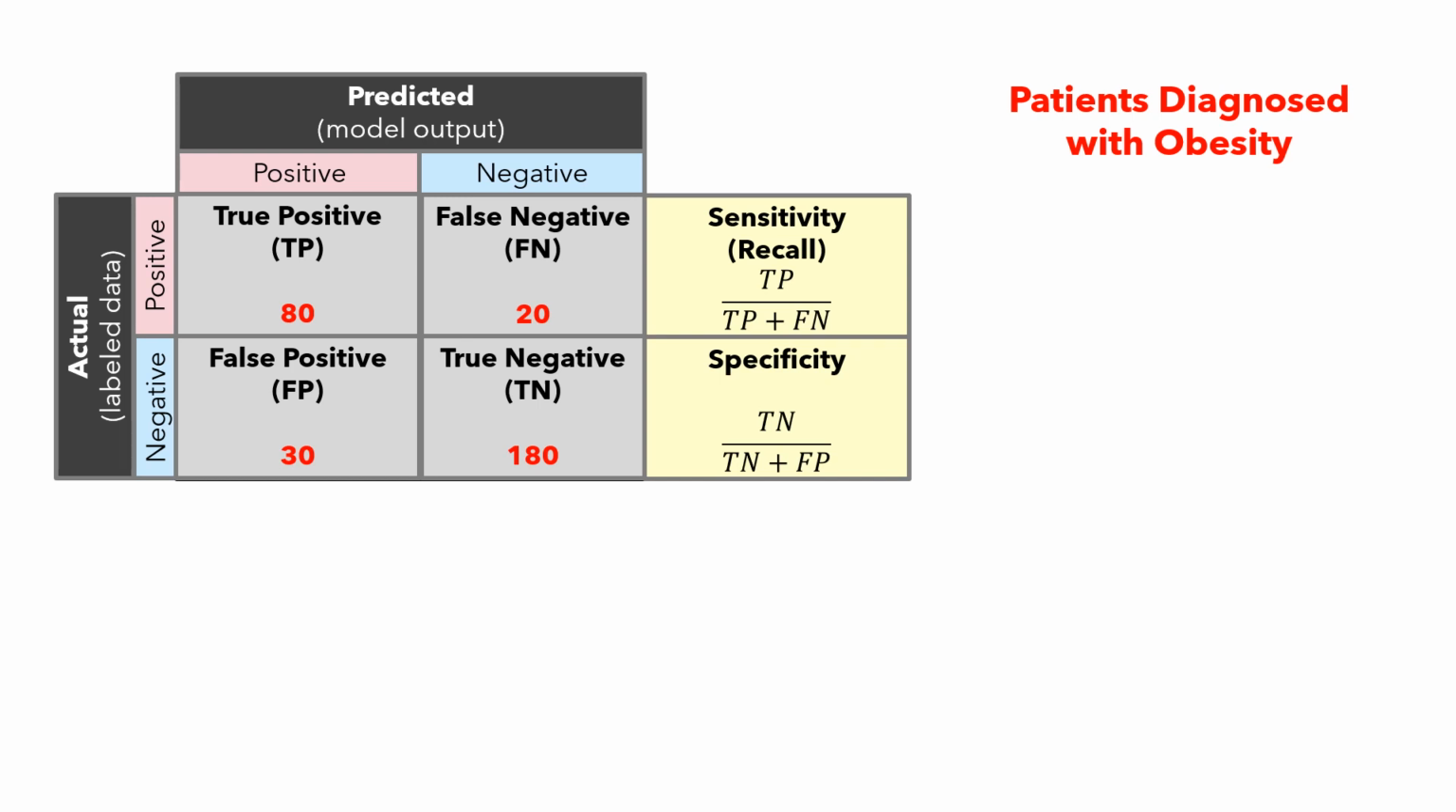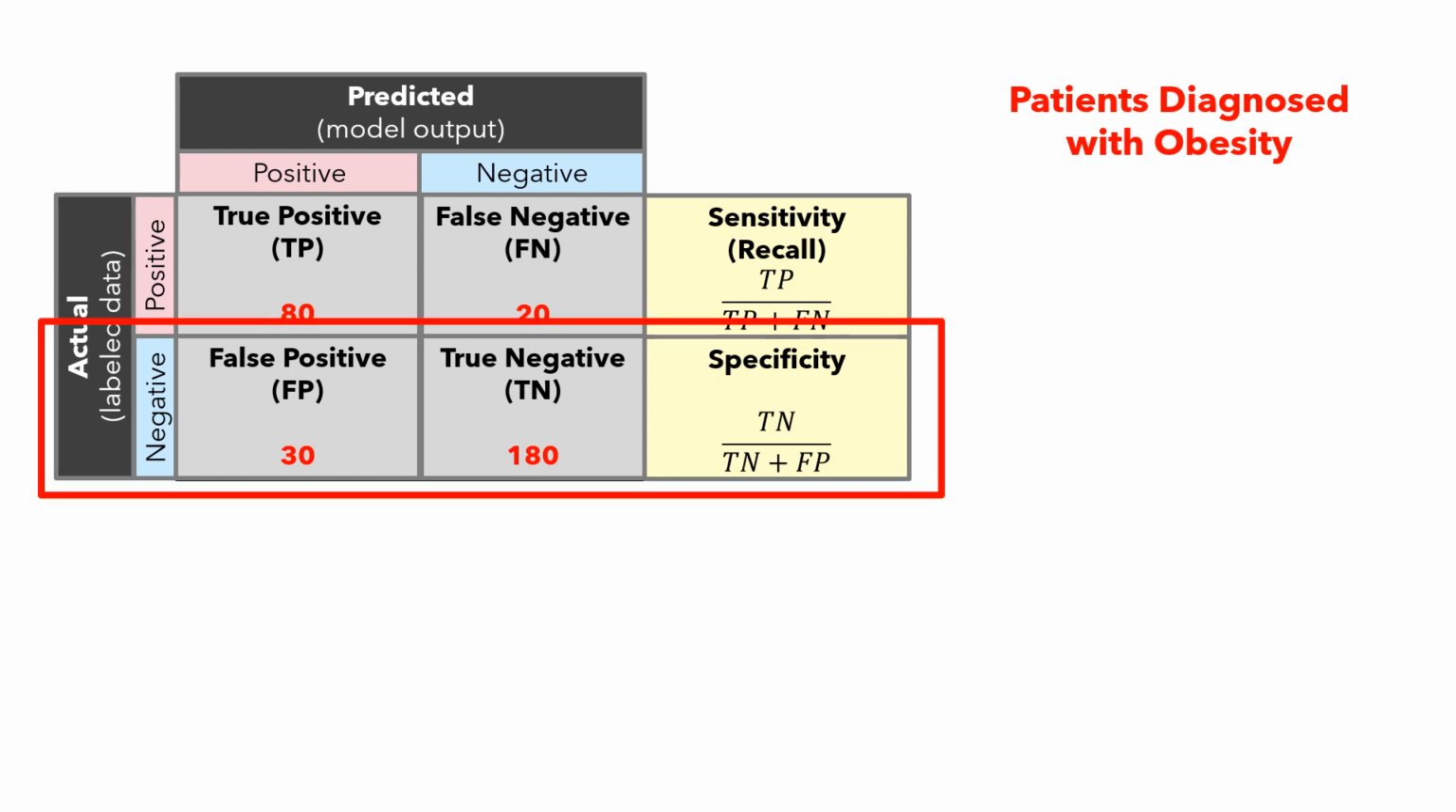Next, let's look at the specificity. The specificity formula only includes those who are negatively labeled, or those who didn't actually get diagnosed with obesity within the year. The formula looks at how many of those we predicted correctly. When we calculate the specificity, we get 0.86. This means that out of all members who didn't develop obesity, we correctly predicted 86% of them.